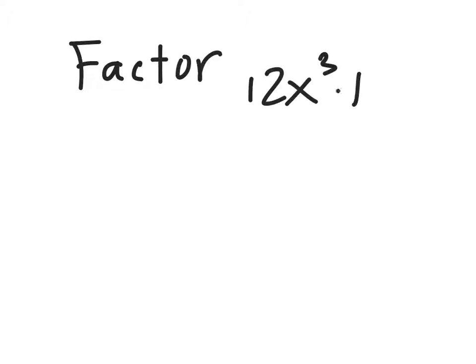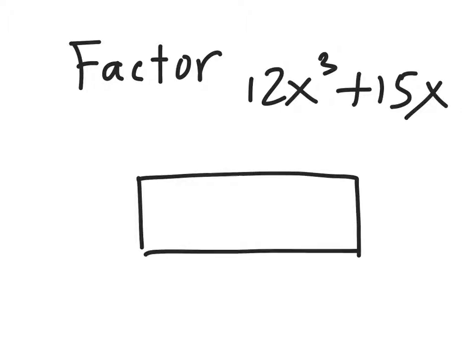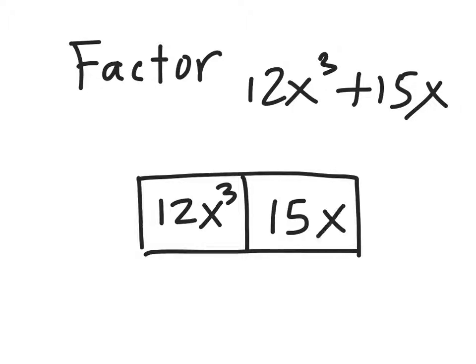Okay, so now to use this to factor, we're going to factor this polynomial, 12x cubed plus 15x, using the box method or the generic rectangle method. Well, this is an interesting polynomial because it's got two terms. The first term is a cubic term, 12x cubed. The next term is 15x. So my job is to figure out what the dimension of each of these parts needs to be. And let's take a look.